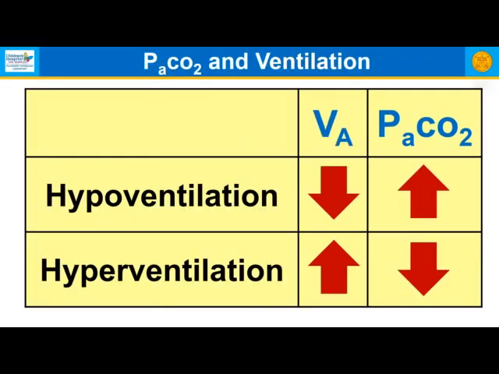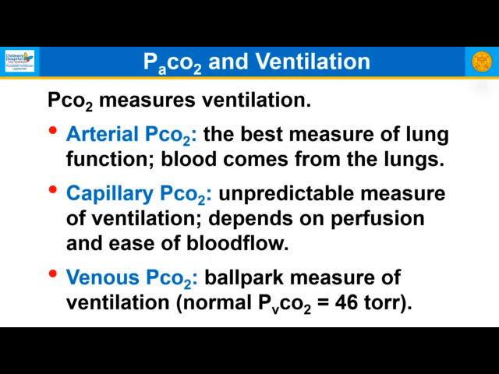Definition: hypoventilation is by definition decreased alveolar ventilation, and it's accompanied by an increased PCO2. Hyperventilation is increased alveolar ventilation, and therefore a decreased PCO2. And again, increased ventilation without a change in PCO2 is hyperpnea. A change in PCO2 is necessary for there to be hyperventilation or hypoventilation.